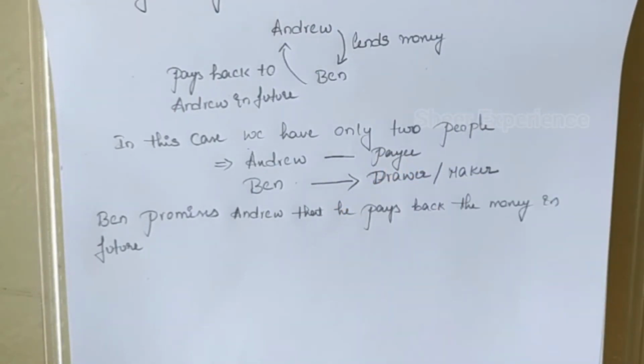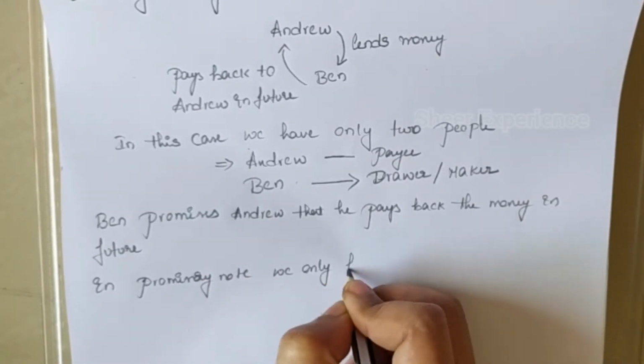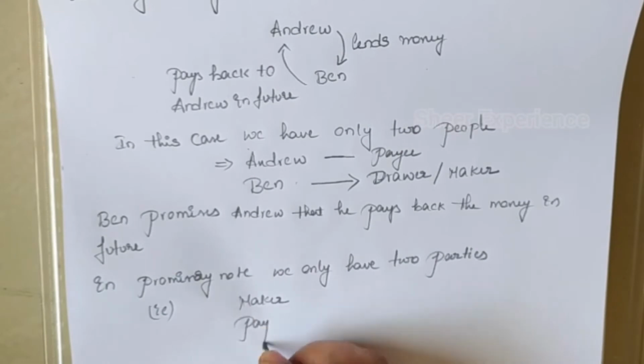In bill of exchange, the bill is drawn by the business owner, but in promissory note is drawn by the customer or the person who has borrowed the money. Here Ben promises Andrew that he will pay back the money in future. So Ben becomes the drawer. In promissory note, we only have 2 parties. One is maker, other one is payee.